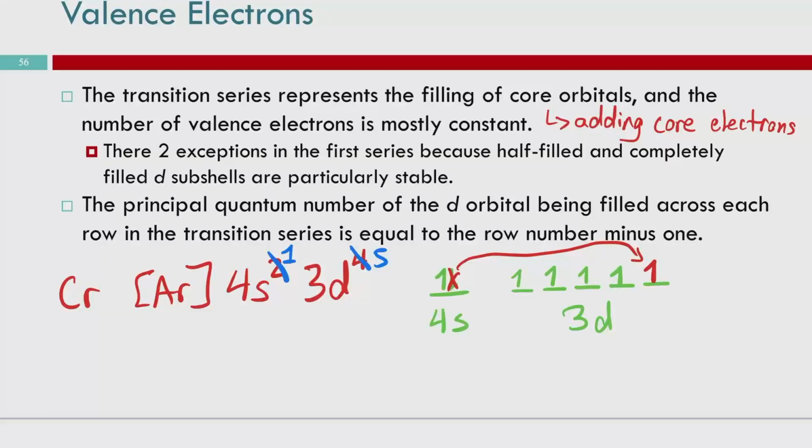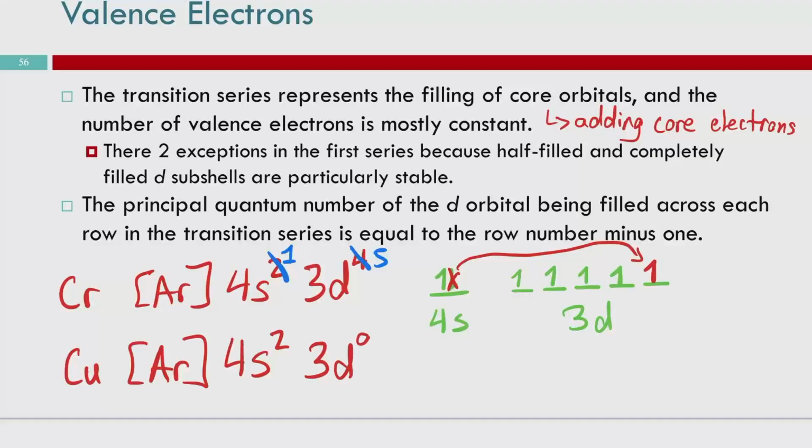The other time that we would see this is for copper, which is the second to the last, also in that same row. So copper, same argon, previous noble gas. We would expect that it would be 4s2, 3d9. Again, this is all just for fun.